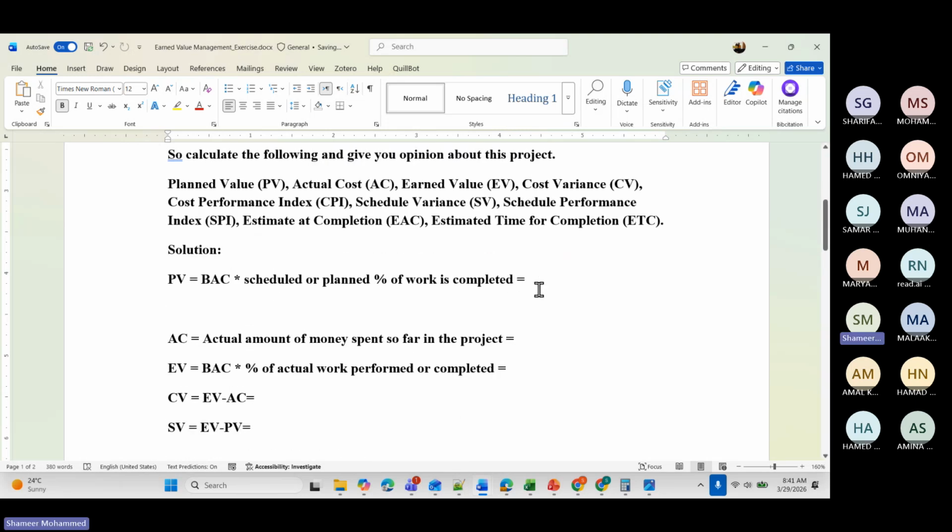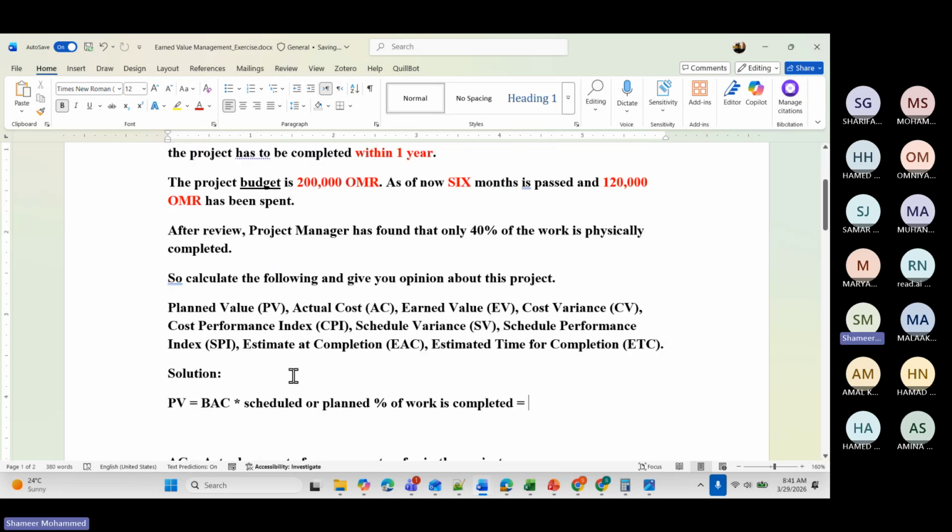Now, budget at completion, the total budget. How much is the total budget here in this question? Please students, you have to be interactive. Answer my questions and be active to solve this problem. Take your paper and pen. See here, planned value PV. What is this? This is the planned value.